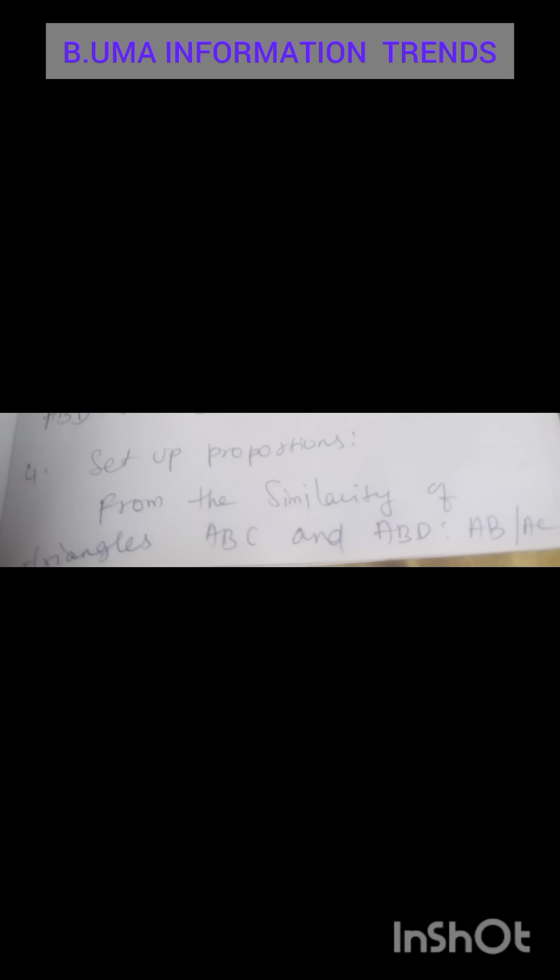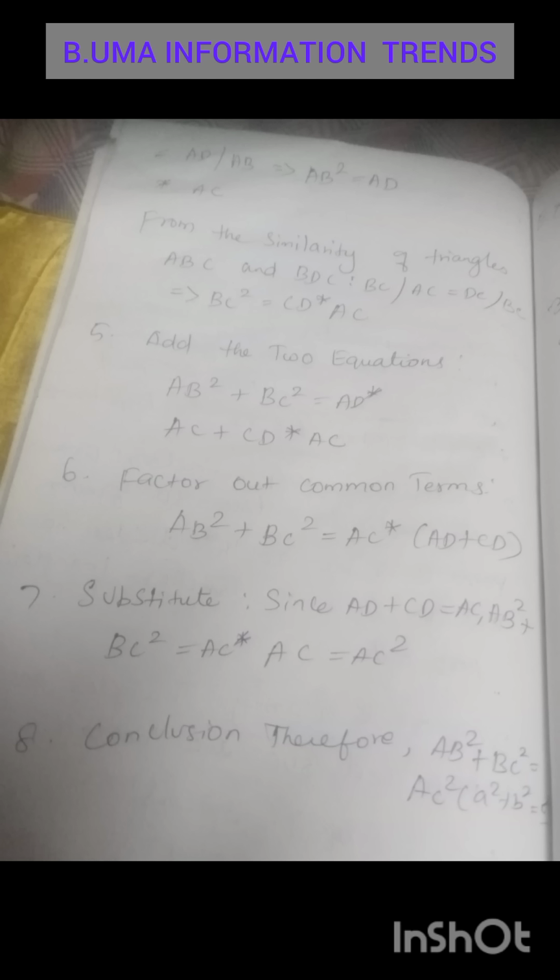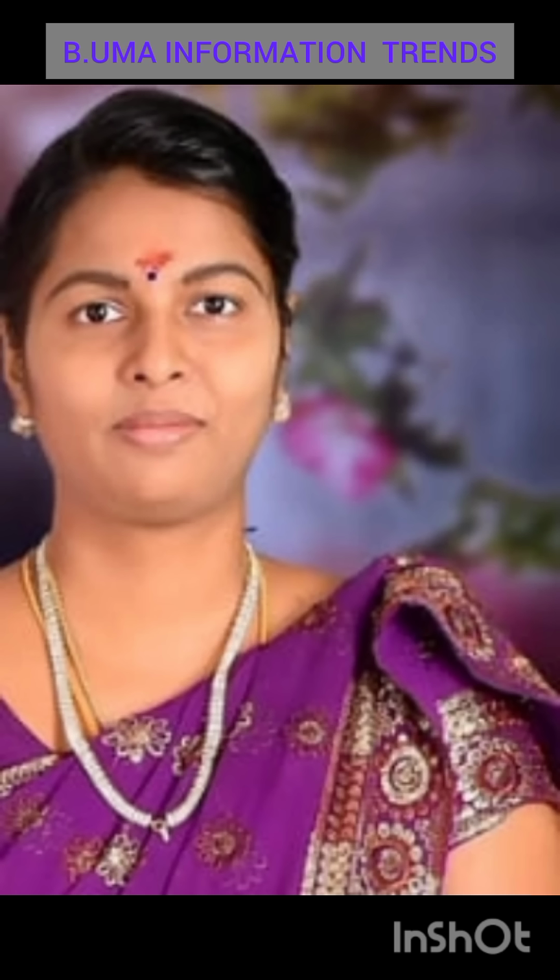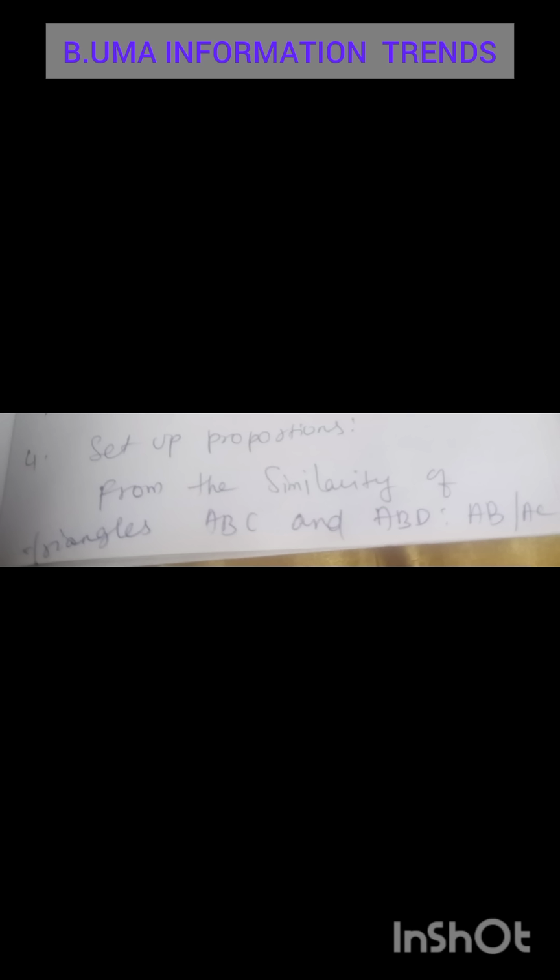Proof of the Pythagorean theorem. While various proofs exist, a common one involves using similar triangles. Number 1. Setup. Consider a right-angled triangle ABC with a right angle at B. Let AB be equal to c, BC equal to a and AC equal to b, where AC is the hypotenuse.